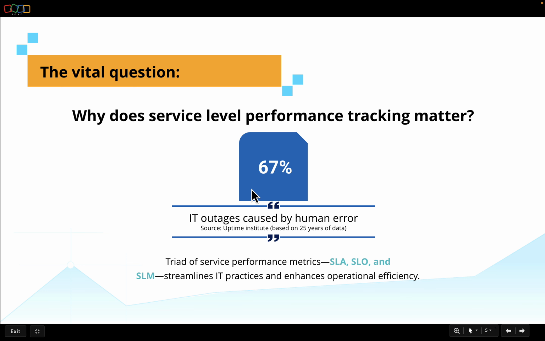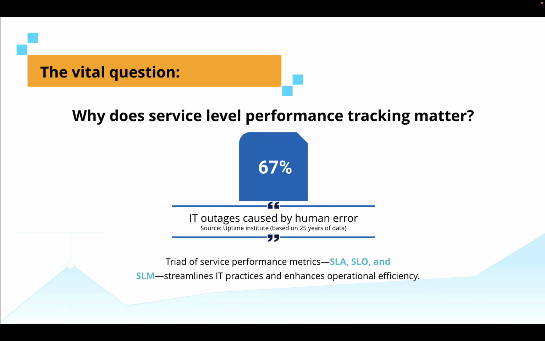Notably, a report by Uptime Institute indicates that a staggering 67% of outages are attributed to human error, which is actually 2/3 of the entire errors that was measured over a 25-year period. So, effective service level tracking enables a transition from reactive firefighting to proactive management, preventing issues from escalating and ensuring consistently high service levels. But to track performance effectively, you must define clear metrics.